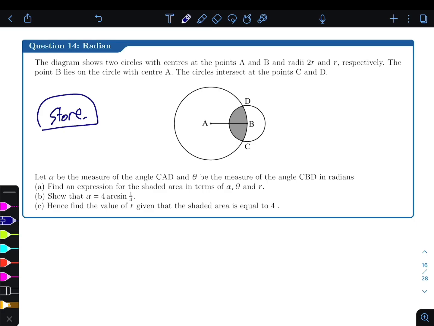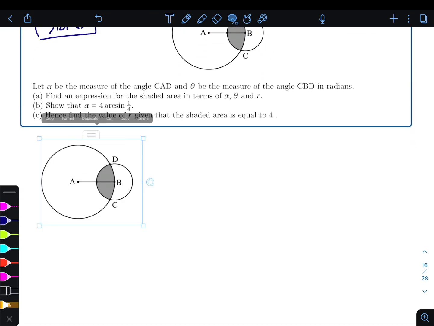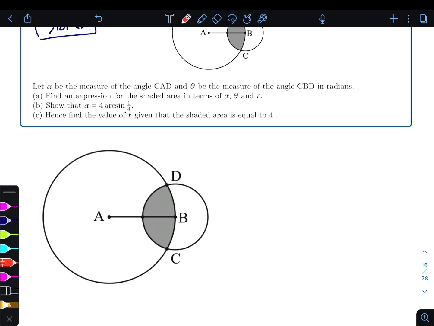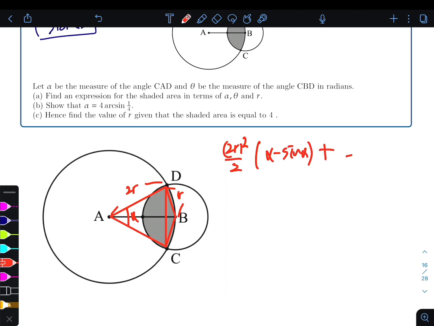All right, let's have a look at the next question. So here we wanted to get the segment, right? The reason I brought this one is not to solve it. I did solve it in the revision videos, please have a look. But this is just about the use of a calculator. I think the formula here was, if this is 2r and this was r, 2r squared over 2, and then where was alpha? CAD. Okay, so that's good. So alpha minus sine alpha, and then you had to add whatever the formula was, right?